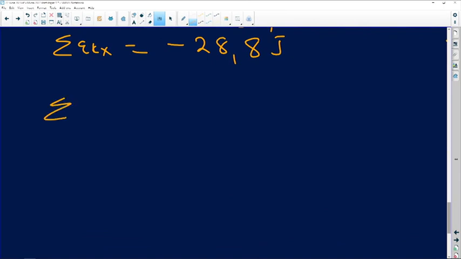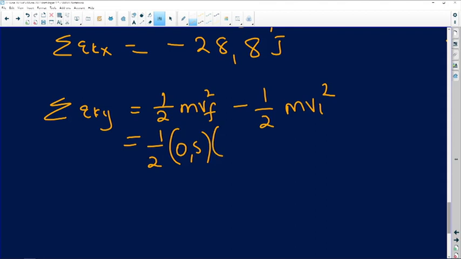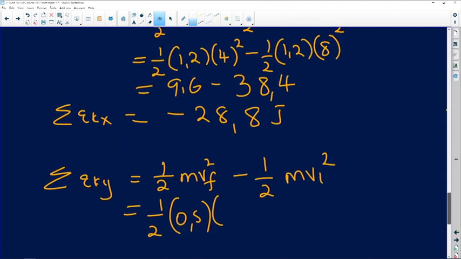So it's sum of EK at y, which will be equal to 1 over 2, the mass, the final velocity of y. Don't forget to square. It's going to be minus 1 over 2. What do we then have here? We have the mass and the initial velocity, so it's m v i squared. Okay, we have 1 over 2. Do we know the mass of trolley y is 0,5? Do we know the final velocity? We just calculated the final velocity. We calculated it somewhere here.